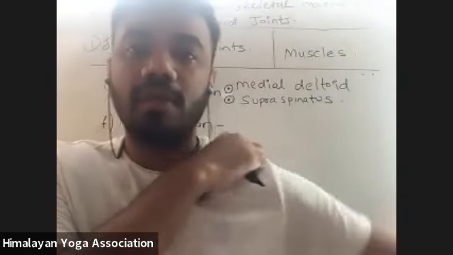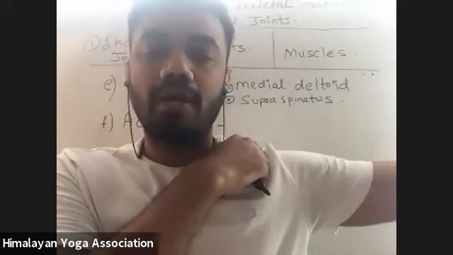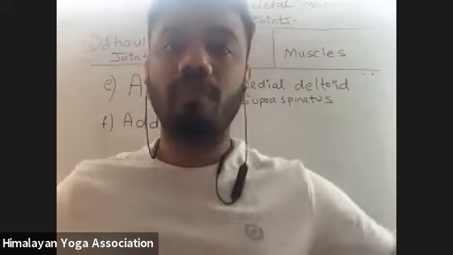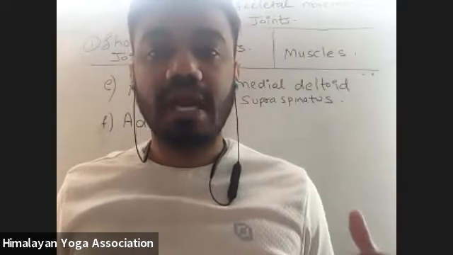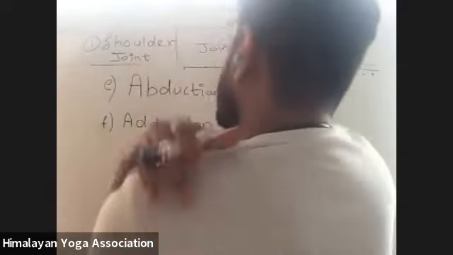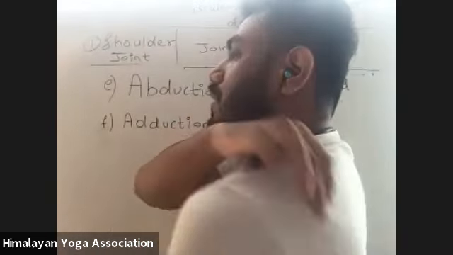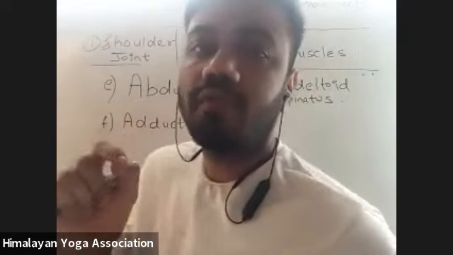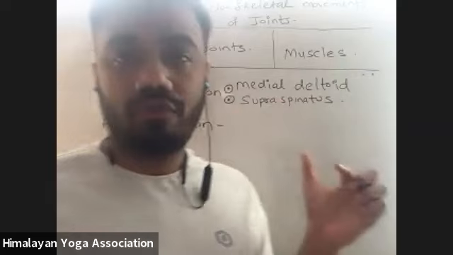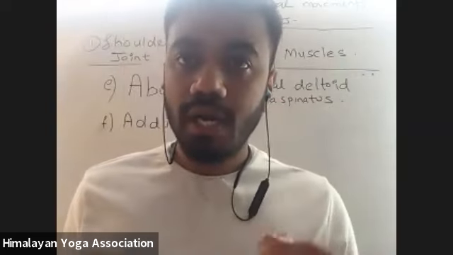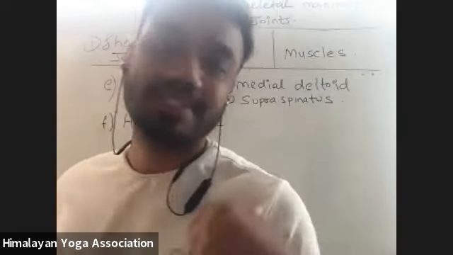This muscle, the medial deltoid, will help allow our arm to abduct. That means to move away from the midline of the body, along with the supraspinatus muscle. The supraspinatus is located just below the deltoid. Supra means above actually, but it is located below the deltoid and above our latissimus dorsi muscle.